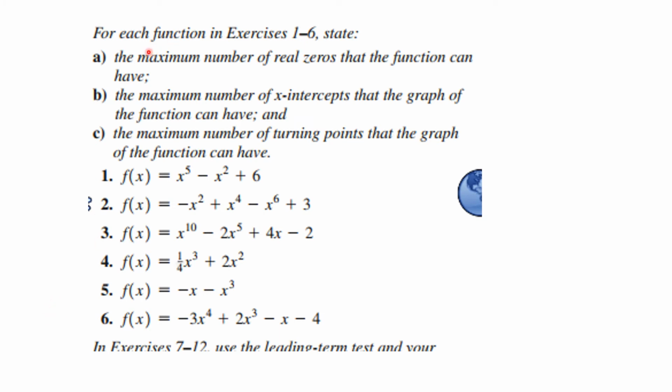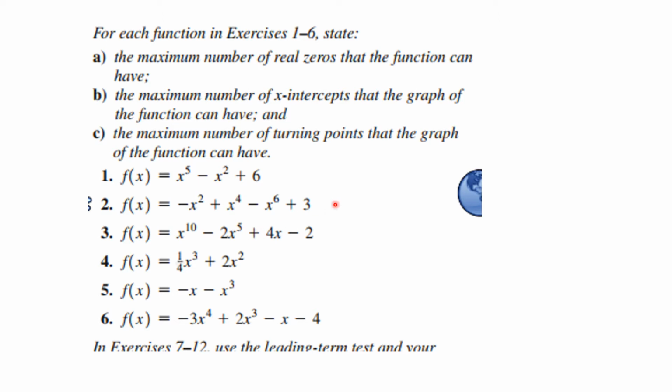Okay, so let's look at the kind of problems we're doing here. I assume that you have done a pre-reading of section 4.2 for today. If you haven't, you should do that and then come back and do this. The pre-reading doesn't have to be as thorough as the post-reading. In these problems, you're supposed to identify the maximum number of real zeros, which corresponds to the maximum number of x-intercepts, and the maximum number of turning points that the graph can have.